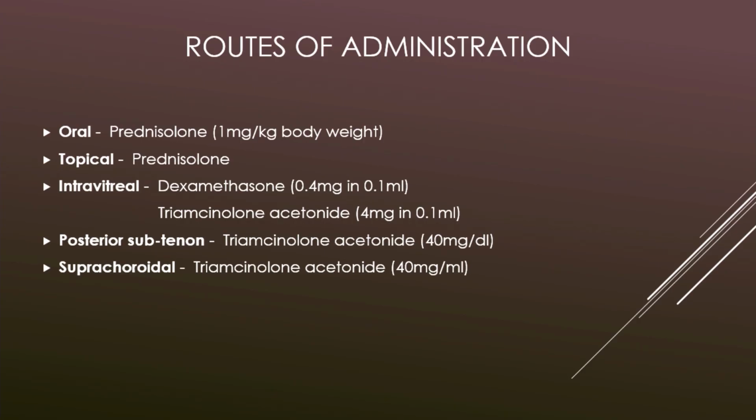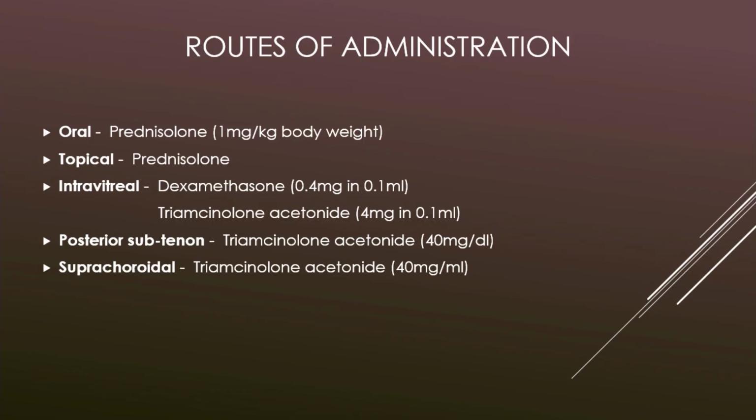The routes of administration: posterior subtenon and suprachoroidal are mostly given for uveitic macular edema, whereas in endophthalmitis, intravitreal, topical and oral steroids are given. The dose for oral is 1 milligram per kg body weight with a tapering dose. Intravitreal dexamethasone is given in a dose of 0.4 milligram in 0.1 ml. The vial of 2 ml contains 8 milligram and 0.1 ml can be directly taken. Triamcinolone acetonide is less preferred, and it is 4 milligram in 0.1 ml, where the vial is 40 milligram per ml and 0.1 ml is directly taken.